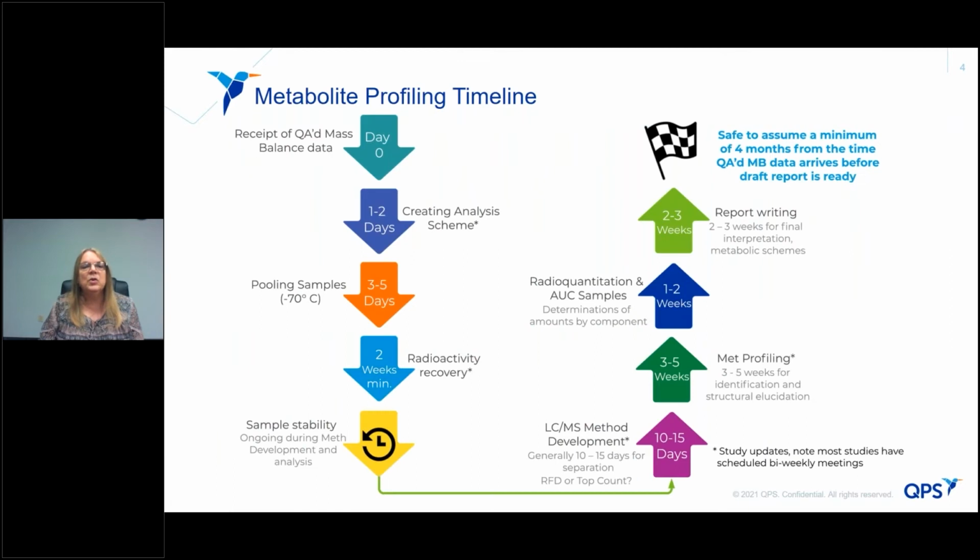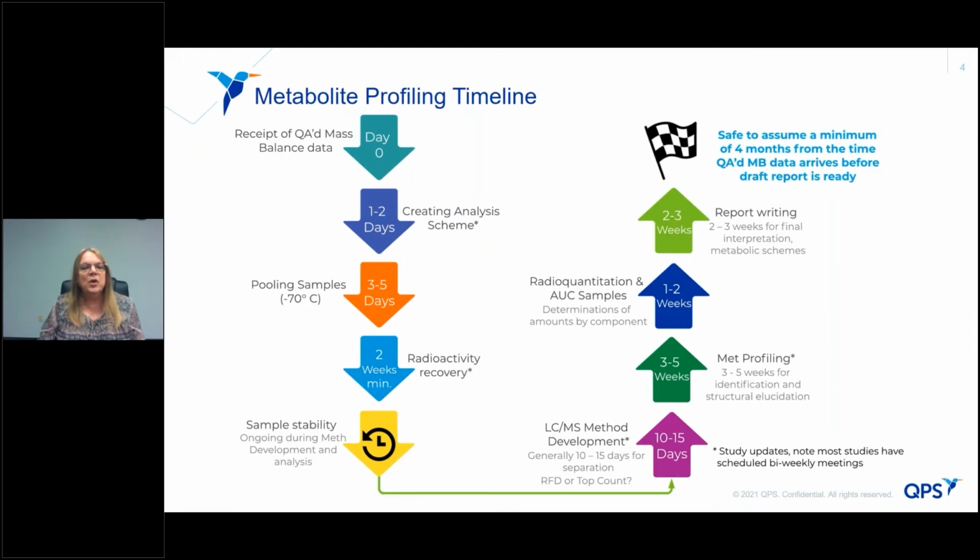So right now I'm going to talk about the profiling timeline. These studies are long and very complicated. So just to go through it quickly, once we get the mass balance data, which is the radioactivity that's been excreted and the radioactivity in the plasma, then we create an analysis scheme. And then we pool the samples. We do radioactivity recovery for each matrix. That takes a couple of weeks.